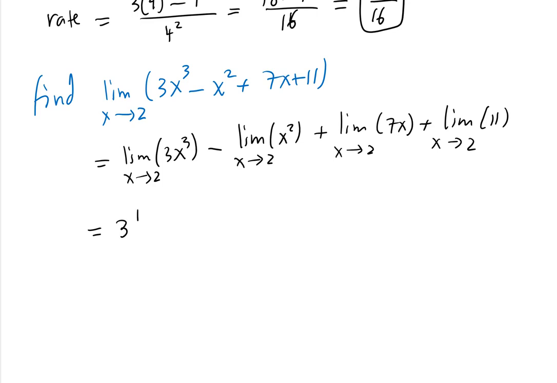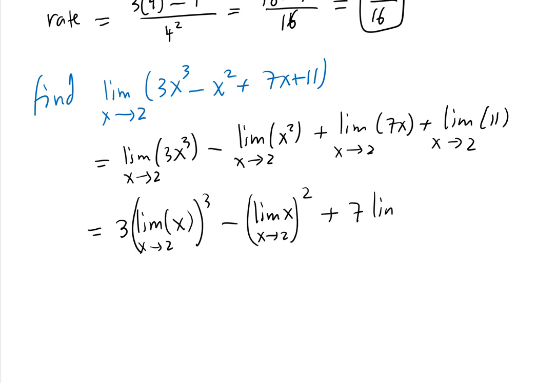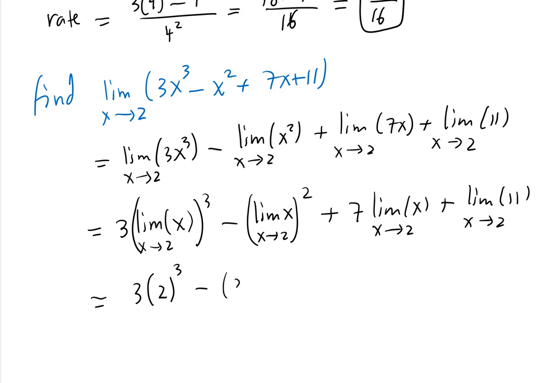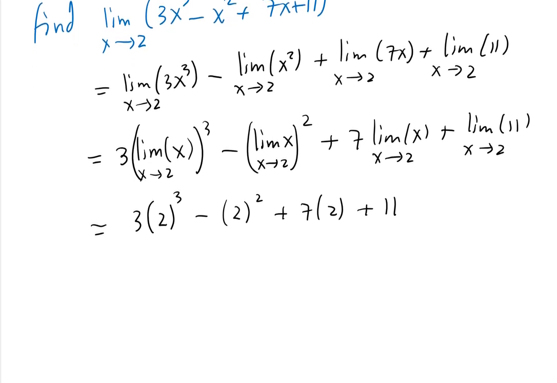We can take the 3 out. Cube, square. Take the 7 out. And the last one stays the same. Now, this is 2 to the third, 2 squared, 2, and 11 stays the same. 8 times 3, 24, minus 4, plus 14, plus 11. And this simplifies to 45.